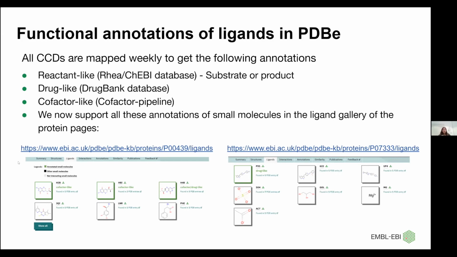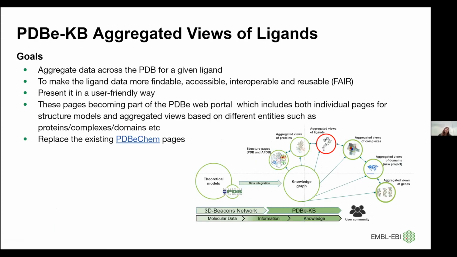You can see here I've shown you the images, and they are highlighted in the ligand gallery for a given protein page, highlighted in green, and you can spot the cofactor or drug-like molecules very easily. Now we would like to transfer this information and create new views called the PDBe-KB aggregated view of ligands. As you have heard from David's talk about PDBe-KB efforts, one of the major aims in this project is to create these aggregated views of ligands, or ligand pages in short.